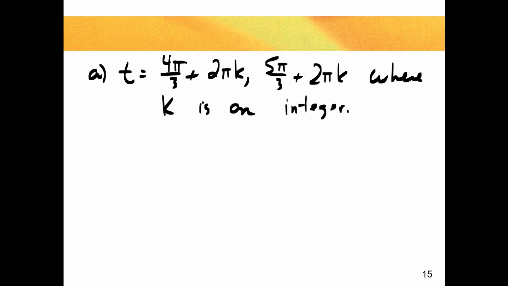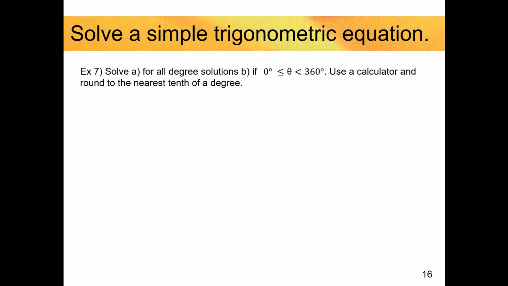Next is, dun, dun, dun, dun. You might just have to use a calculator. Let's go with this one. Solve for all degree solutions. Oh, back to degrees now. And we go from 0 to 360, but it says use a calculator and round to the nearest tenth of a degree.